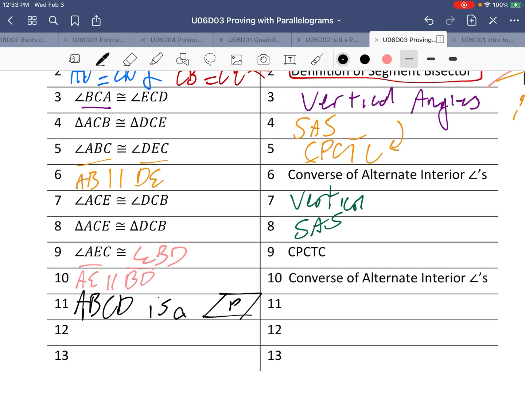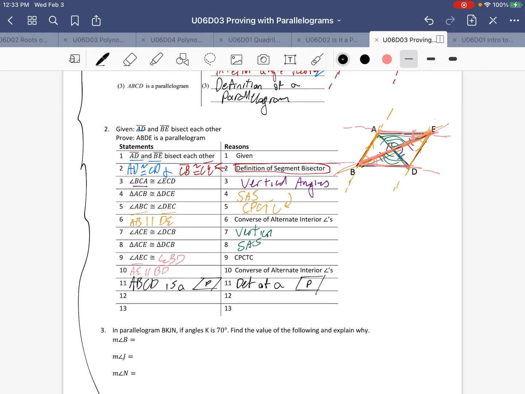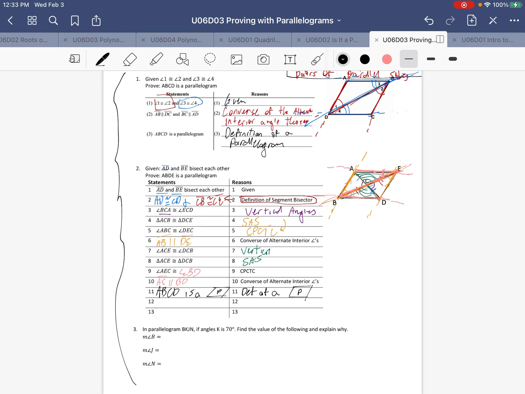I'm going to use this as a shorthand for parallelogram in the future, drawing what looks like a parallelogram with a little p inside to imply it's a parallelogram. The reason will be definition of parallelogram, because it has two pairs of parallel lines. All right.